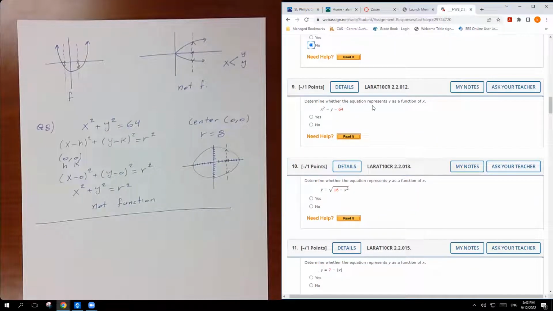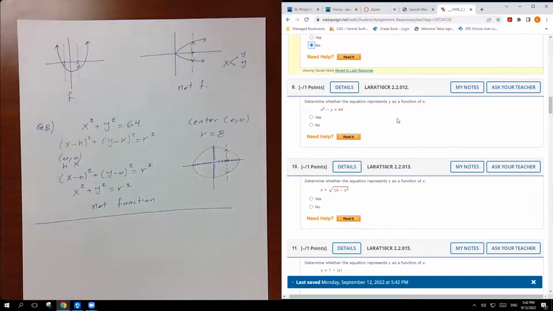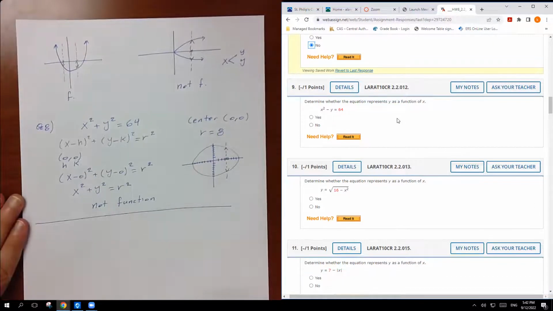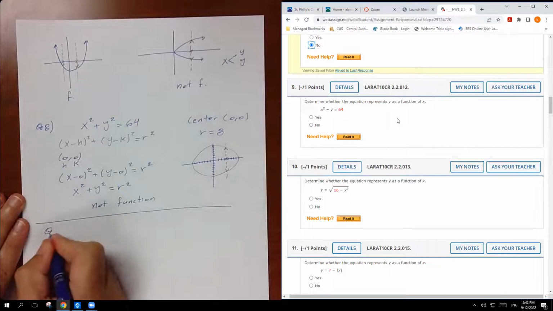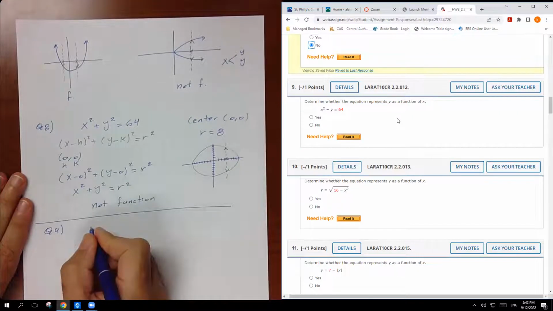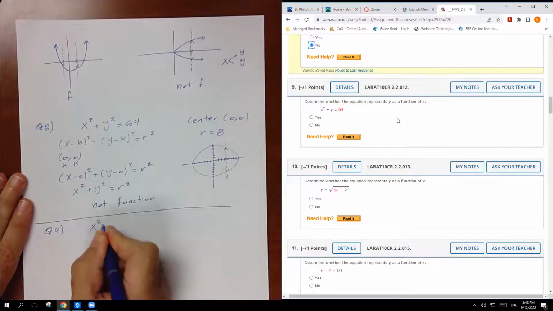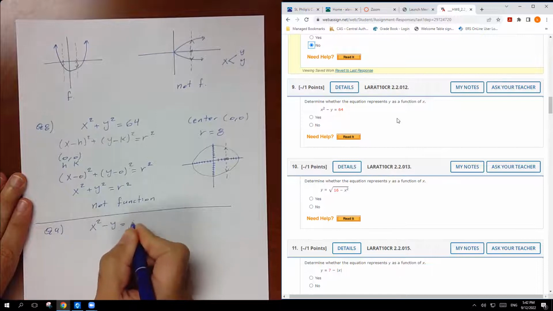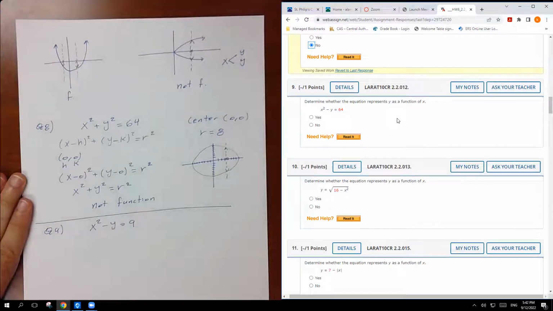Determine whether the equation defines y as a function of x. Let's check the next example. How are we going to find if it's a function of x? You have two options. So question 9, the first option, you can use the vertical line test. But the equation here says x squared minus y equals 64.